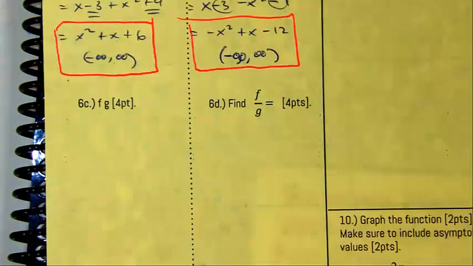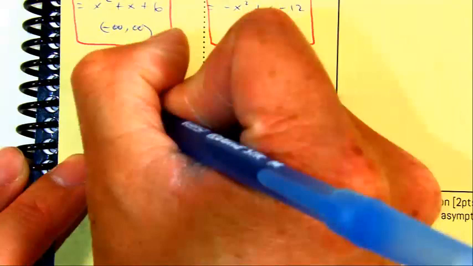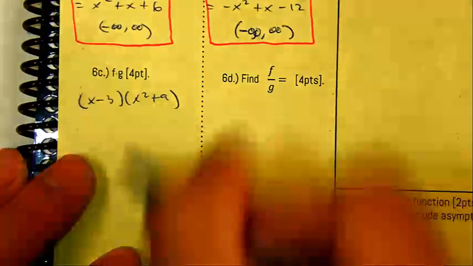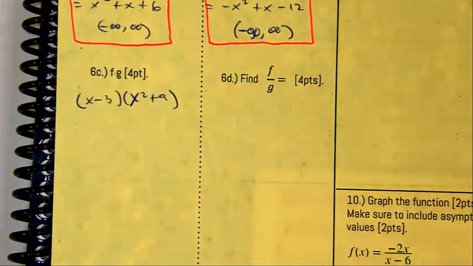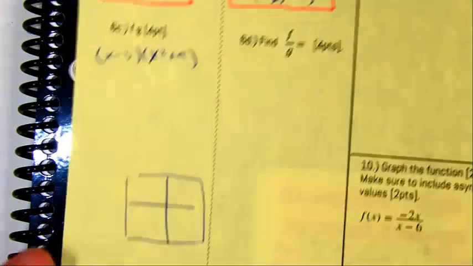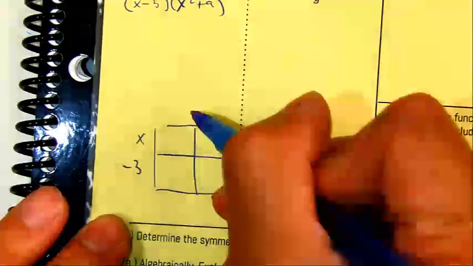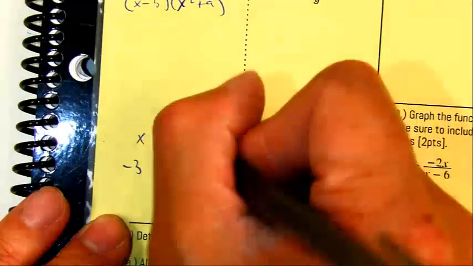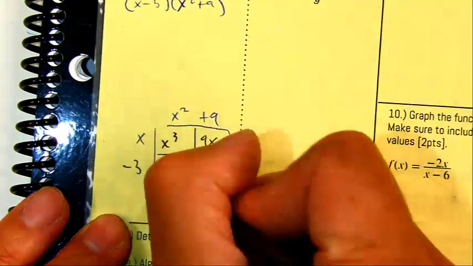Alright, question number 6 says f times g. F times g, so that would be x minus 3 times x squared plus 9. There's a couple of ways you can do this problem. You could use FOIL. I'm going to use a box. So I have x minus 3, and then I have x squared plus 9. We're going to multiply first. X times x squared is x cubed. X times 9 is 9x. Negative 3 times x squared is negative 3x squared, and negative 27.